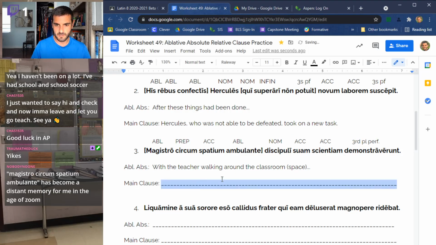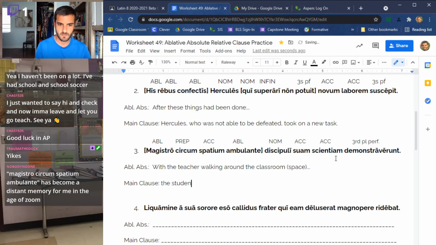So we translate our main clause. The students demonstraverunt, demonstrated their knowledge. Last thing, with the teacher walking around the classroom, the students demonstrated their knowledge.